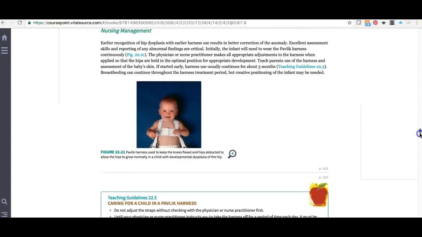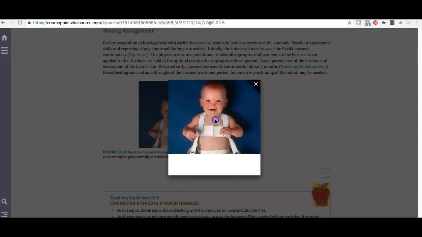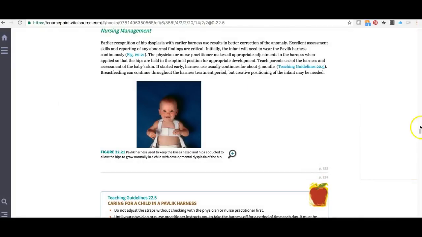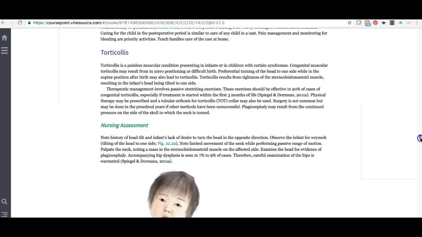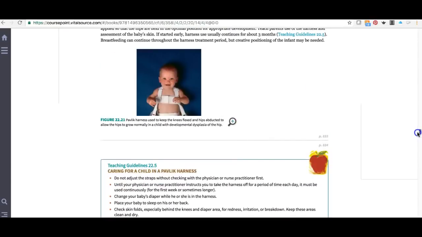And treatment for this looks so primitive, but in this picture, I hate it that it doesn't show the whole picture. Let's see if we can get it to show the whole picture. Oh, we can't. Darn it. Okay, if you have a printed version of the text, it's in there, but I don't see it in here. Oh. Okay, so it keeps them frog-legged, okay? You frog-leg their knees, okay?